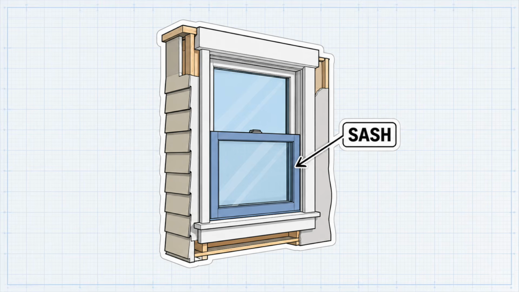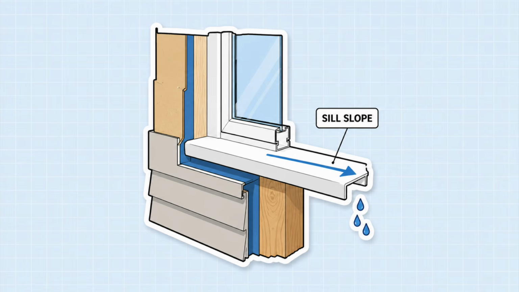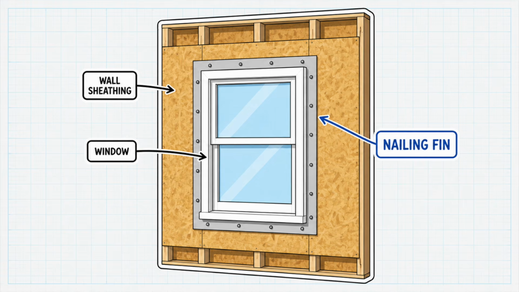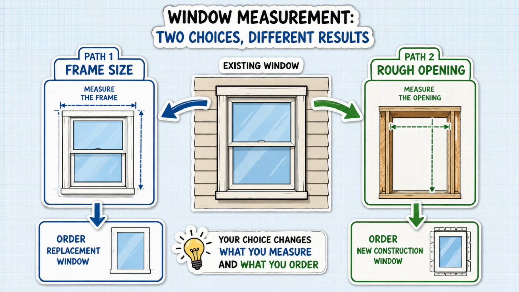The sash is the moving part that holds the glass. The frame is the outer box that the sash sits inside. The sill is the bottom piece, and it should shed water away from the house. The head is the top, the jambs are the sides, and the rough opening is the framed hole in the wall. For new construction, the window usually has a nailing fin that attaches to the wall sheathing. For many replacement jobs, the window may fit into the existing frame or into the original rough opening. That choice matters because it changes what you measure and what you order.